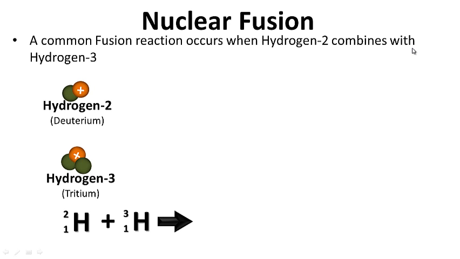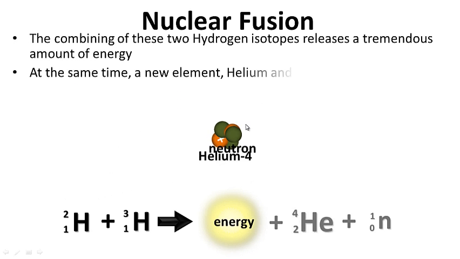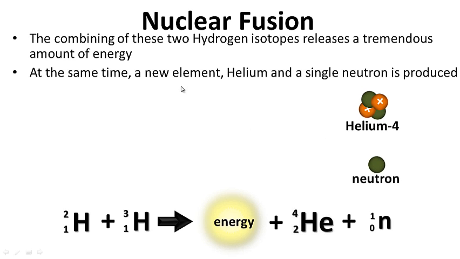So a common fusion reaction occurs when hydrogen 2 combines with hydrogen 3, tritium. Okay? The combining of these 2 isotopes releases a tremendous amount of energy, and at the same time, a helium nucleus is produced, a new element, and a single neutron is released, summarized by the reaction down here below. Okay? Deuterium plus tritium, 2 isotopes of hydrogen, release energy, helium, and a single neutron is given off.